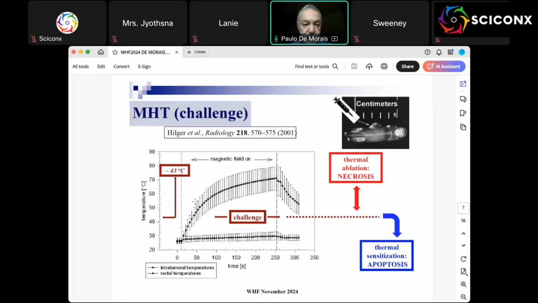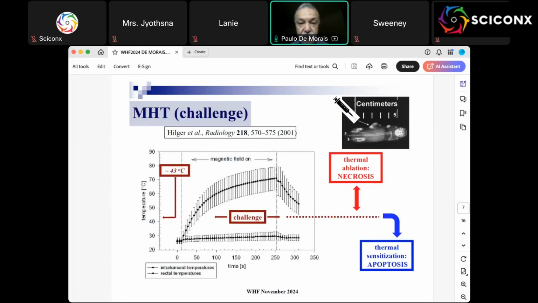And then they plot here the temperature of the tumor, in Celsius, as a function of the time that the AC field is applied, in seconds. So they go up to about 5 minutes of application of the AC magnetic field. And you can see the temperature of the body is almost constant, a little bit lower than 30 C. However, the temperature of the tumor goes up close to 70 C.